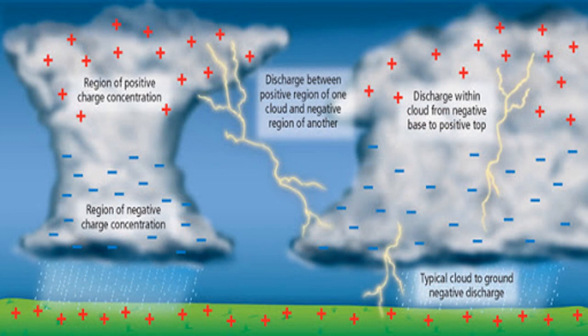When lightning is in the same cloud, then there is a discharge of charges from the negative base to the positive top of the same cloud. When lightning is between two clouds, then there is a discharge of charges between the positive region of one cloud and the negative region of another cloud. When there is lightning between ground and cloud, then there is a discharge of negative charges from the cloud towards the positive charge built up on the ground.